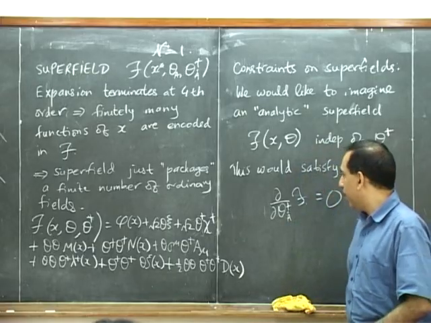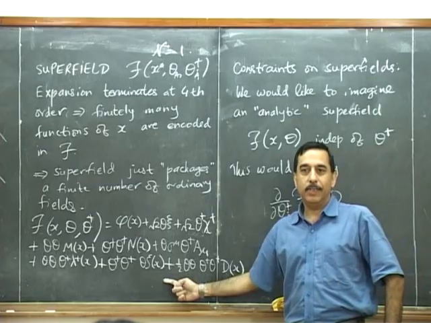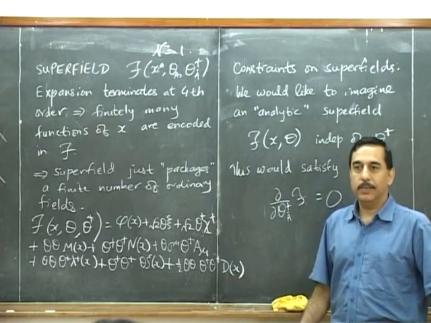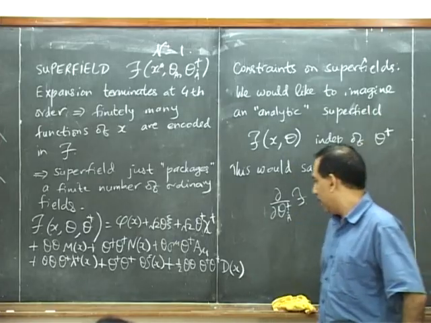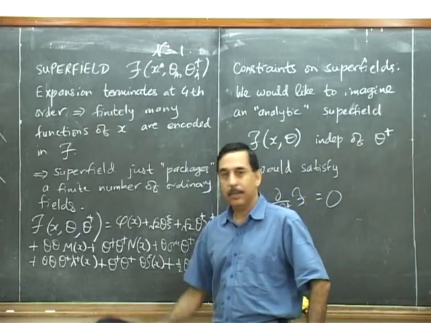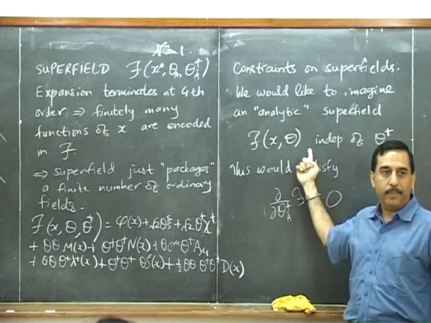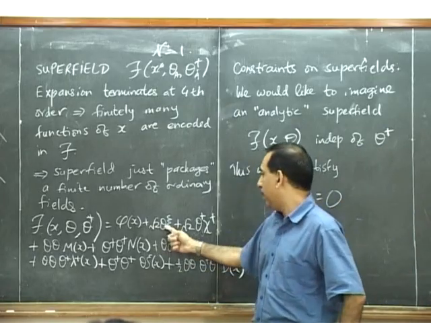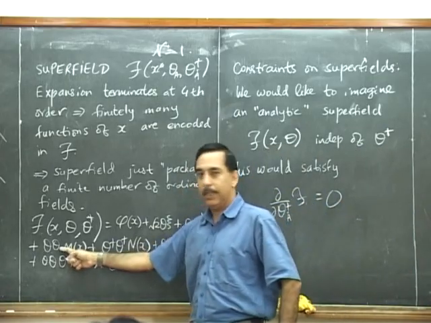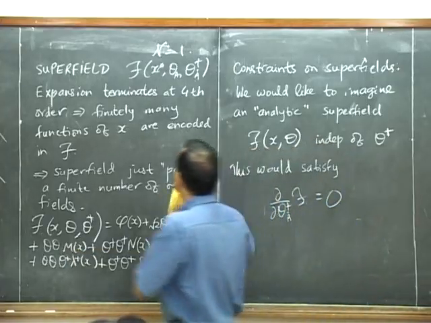Everything would make sense. Let's make a quick inspection of this formula and figure out how many terms disappear when theta dagger dependence is removed. Okay, most of them. Any term involving theta dagger would instantly disappear from a superfield obeying this constraint. You see that? So how many terms would be left? This one, and that one, and that's it. So that looks very good.